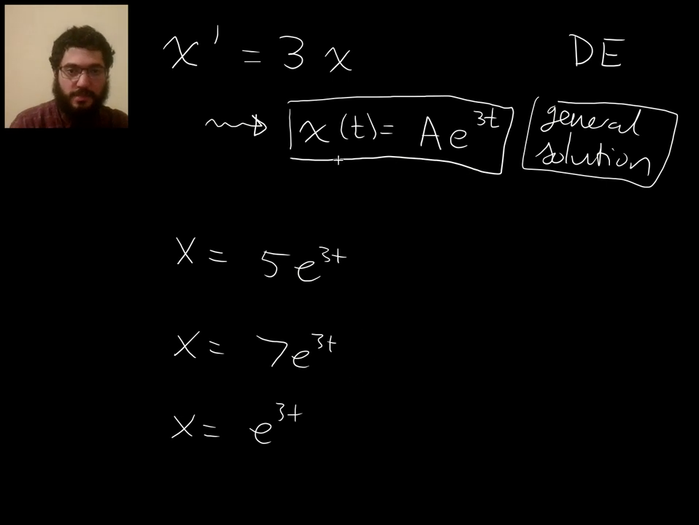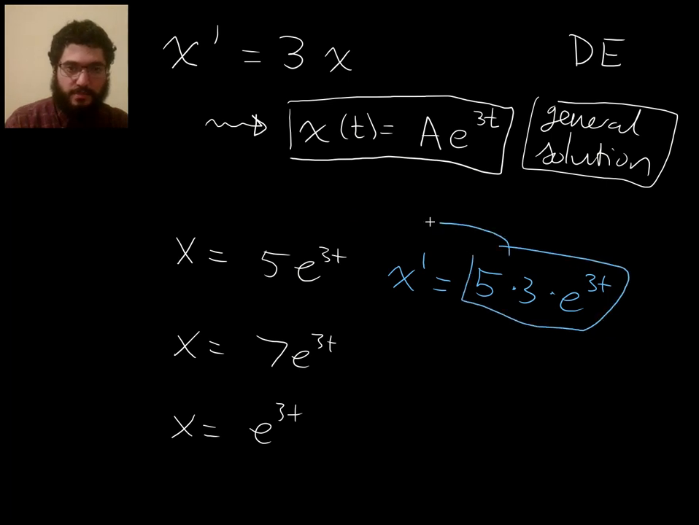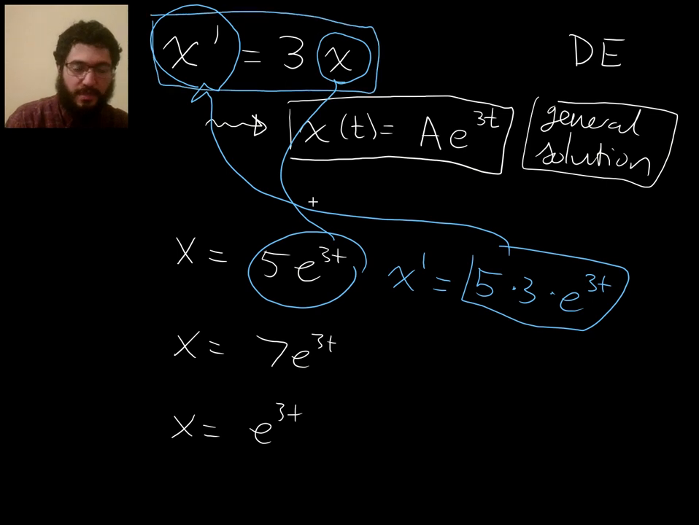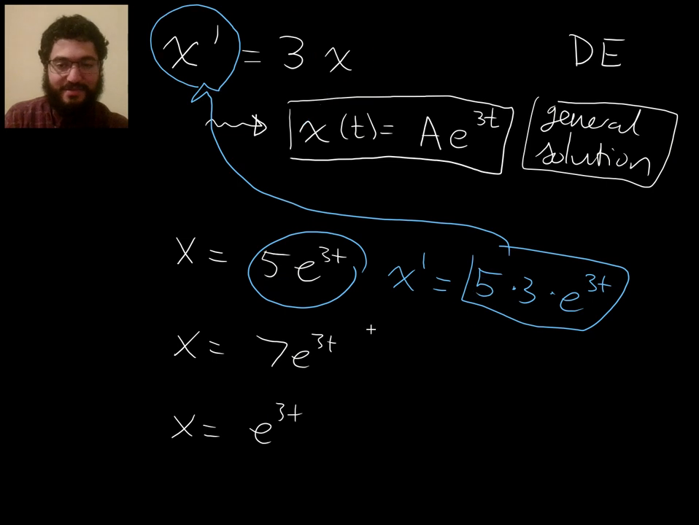If you want to check, just substitute them into the differential equation. So for example, if x is 5e to the 3t, then x prime would be 5 times 3 times e to the 3t. And if you substitute this into here and this into here, you should get a true equation here. And hopefully you can see that it doesn't matter whether what's in front here is a 5 or a 7, it'll work no matter what.